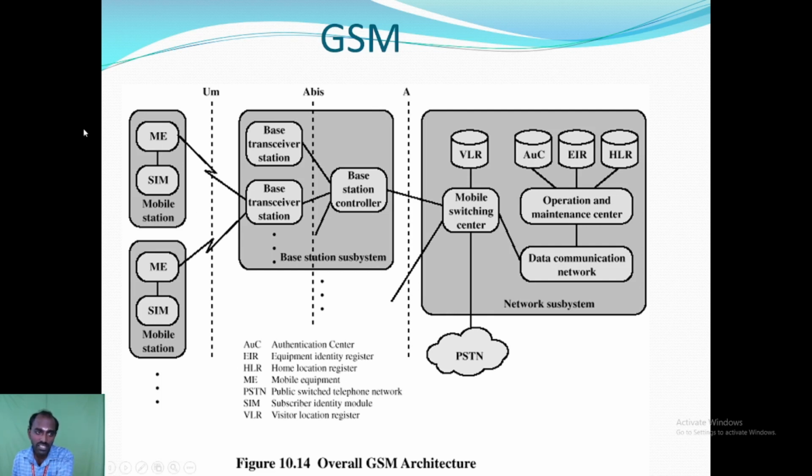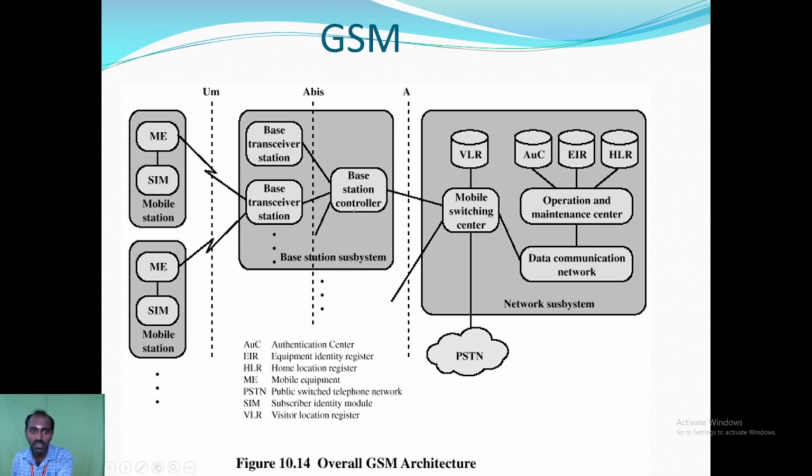So the mobile station consists of mobile equipment and SIM. Mobile equipment is a hardware device containing the international mobile equipment identity number. Then the SIM, subscriber identity module, is used to send and receive calls and also to store the related information of the user or subscriber. So this is the mobile station.